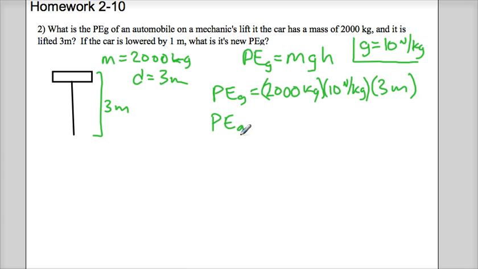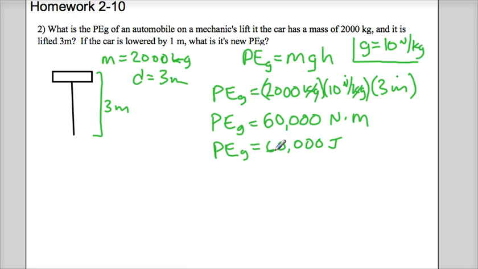So if you go ahead and do that math, you have 2,000 times 10 times 3, and that's equal to 60,000. And looking at the units, this kilogram cancels right there, so you're left with newtons there and meters there. So it's 60,000 newton meters, or 60,000 joules.